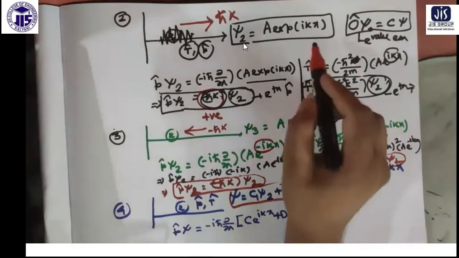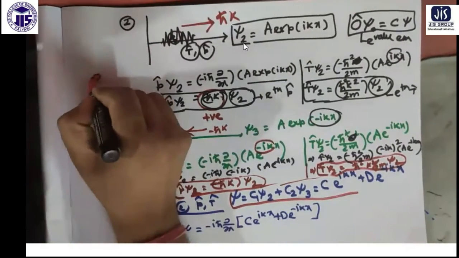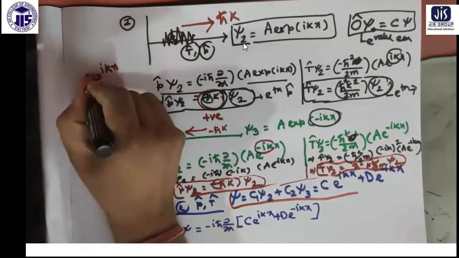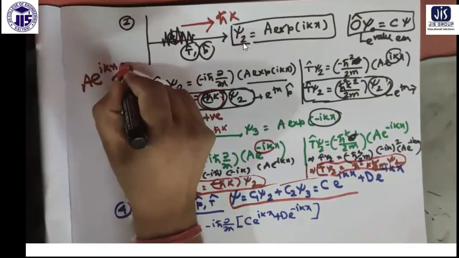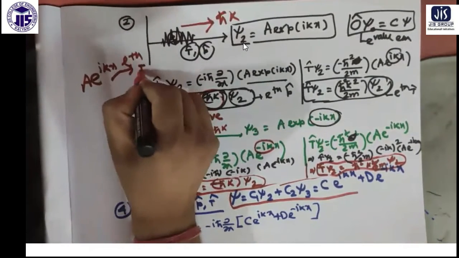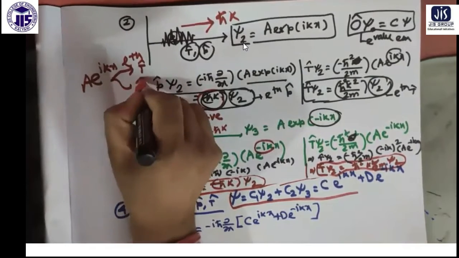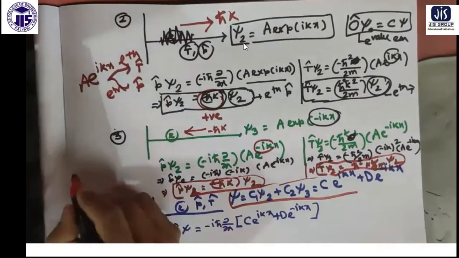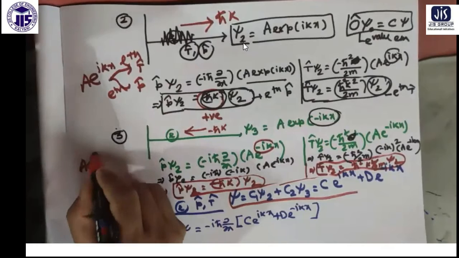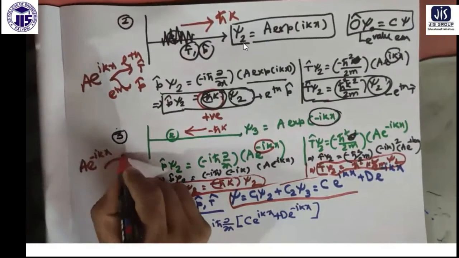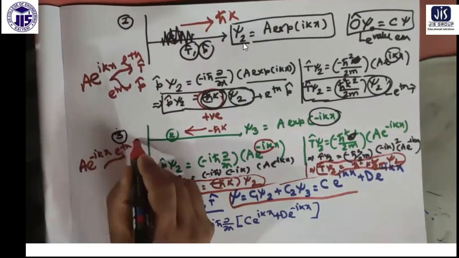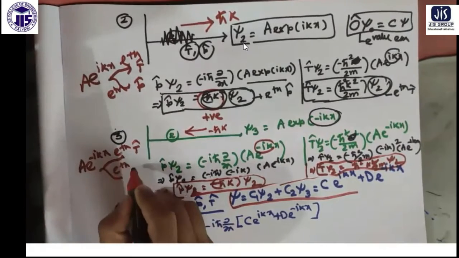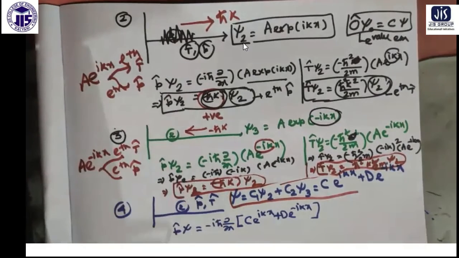e to the power plus ikx is satisfying an eigenvalue equation, so it is an eigenfunction of T cap and also an eigenfunction of p cap. And e to the power minus ikx also, if you check, is an eigenfunction of T cap and also an eigenfunction of p cap. Now suppose I have taken a mixture of the two, then what would happen?